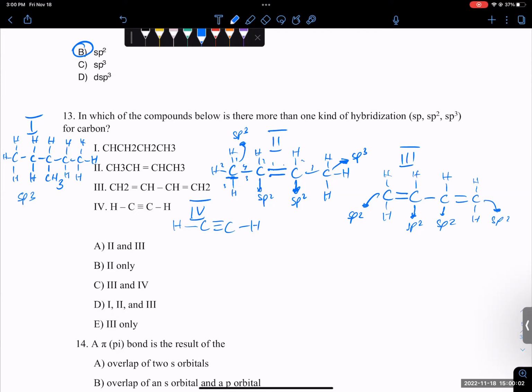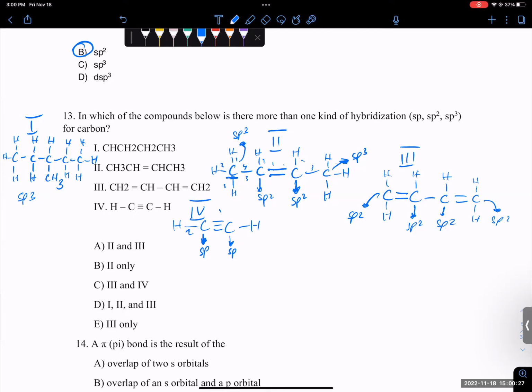Okay. All right. So number four. What's the hybridization of this carbon ring? SP. There's only two things. One, two. All right, what about this carbon? Also SP. I agree with Michelle.